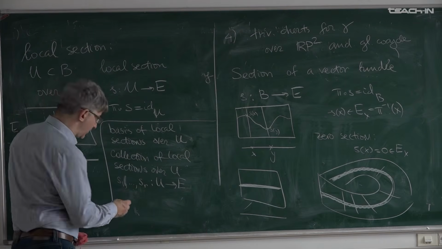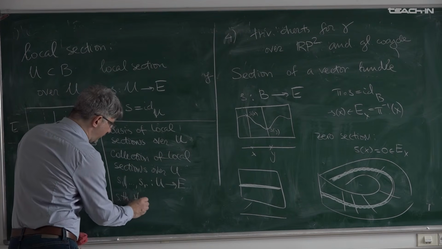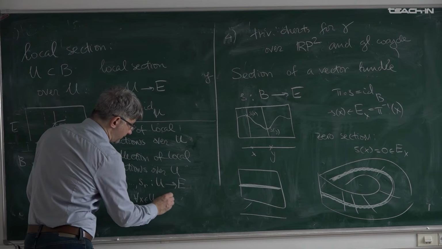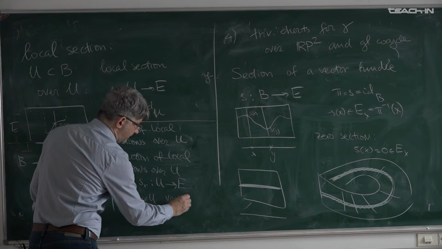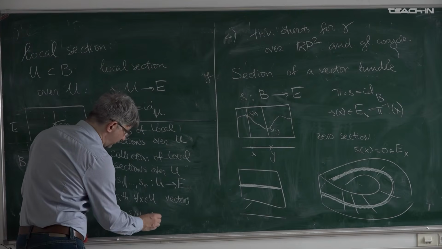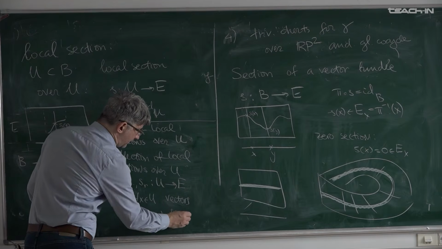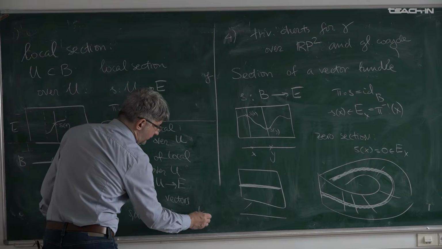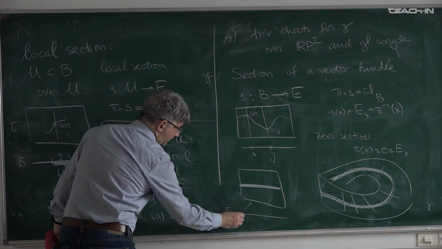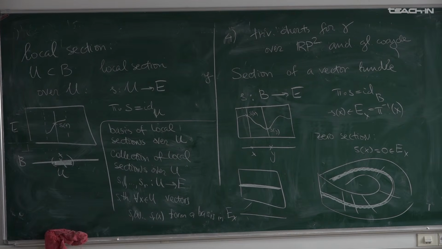The condition is such that for any point X which belongs to U, vectors S1 of X, ..., SR of X form a basis in vector space EX. Okay?